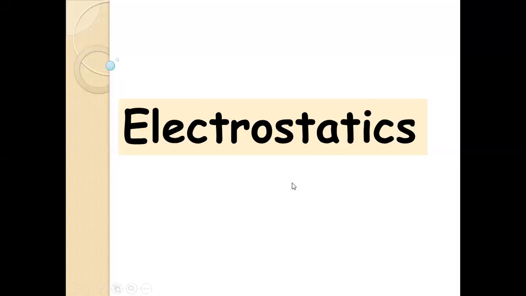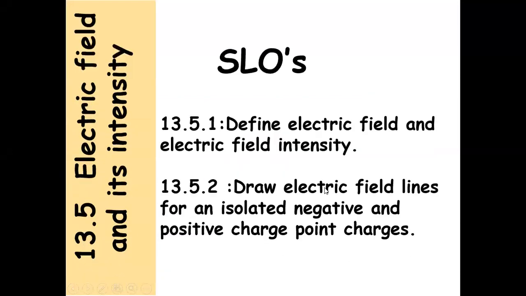Assalamu alaikum. Today in the unit electrostatics, we are going to cover the objectives: first, define electric field and electric field intensity, and the second is to draw the electric field lines for an isolated negative and positive charge.